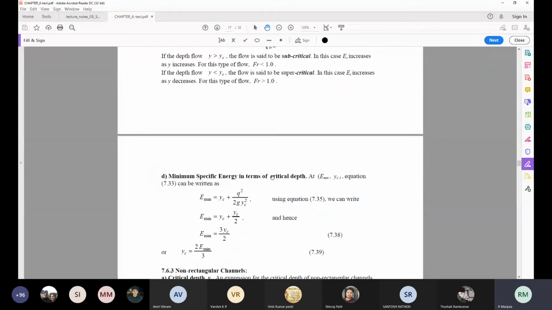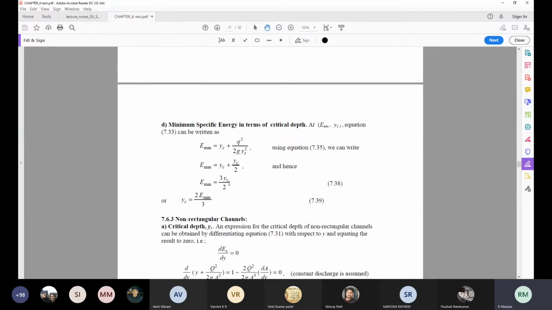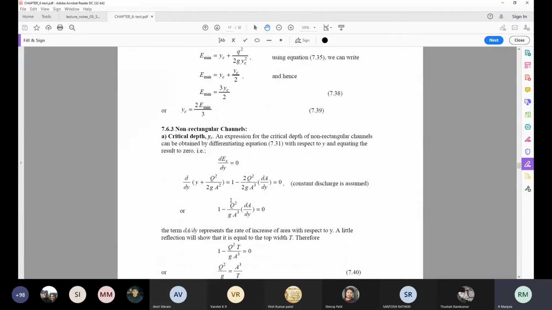Same thing is what is expressed here. Now, what is the minimum specific energy? E minimum is equal to yc plus Q square by 2g yc square. You can substitute for Q square by g as yc cube, and then you can find out the minimum specific energy. So it is 3 by 2 times yc, and hence it is 1.5 times yc. Okay, that is for a rectangular channel.